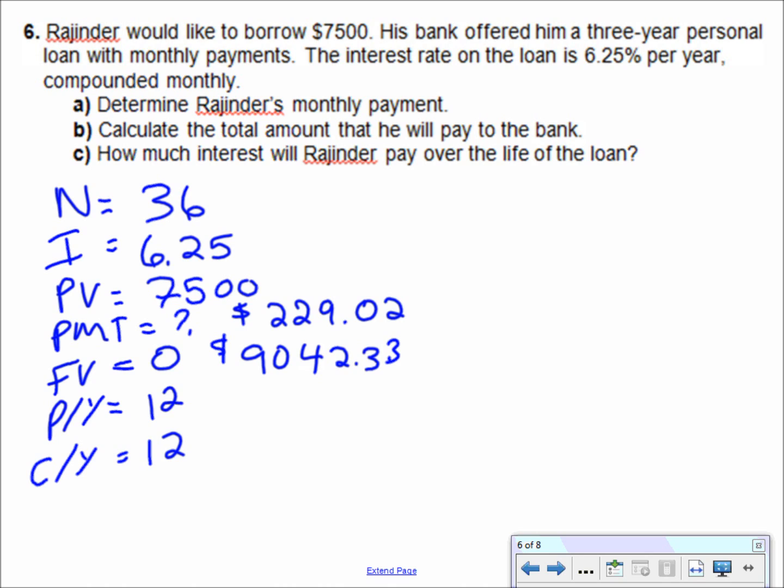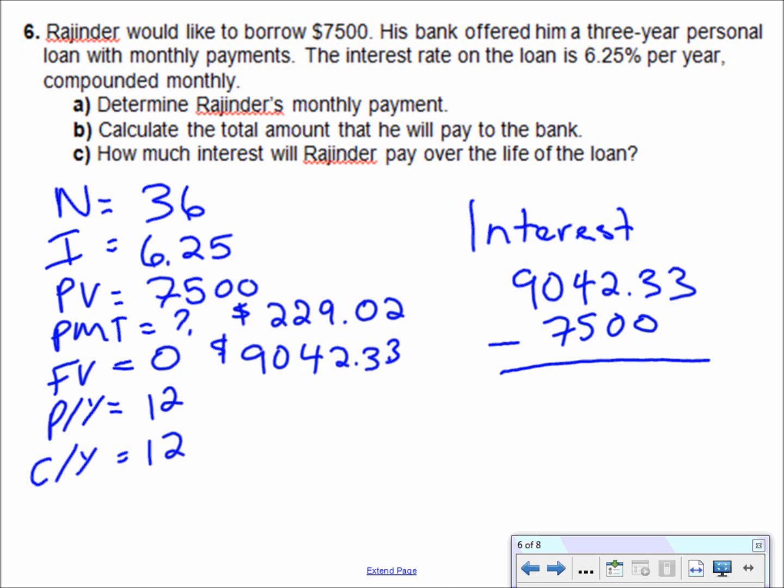And then how much interest? Well, interest is just going to be how much you pay back to the bank subtracted by how much you borrow. Okay? So I paid that back to the bank, subtract 7,500, so my interest was $1,542.33. Okay? Does that make sense?